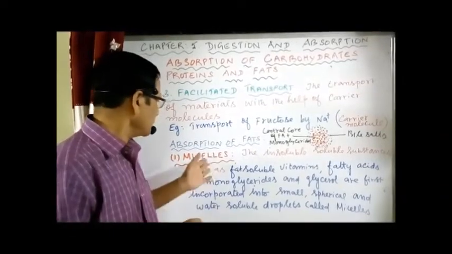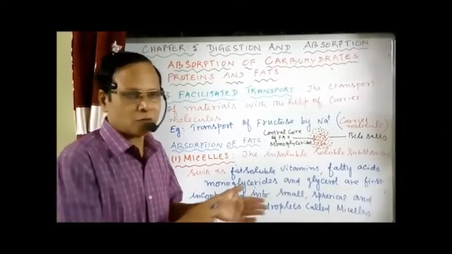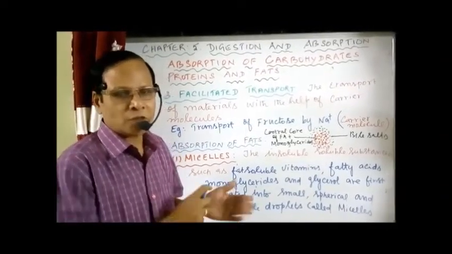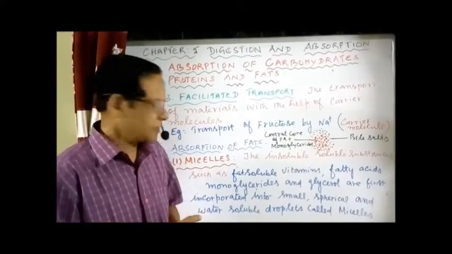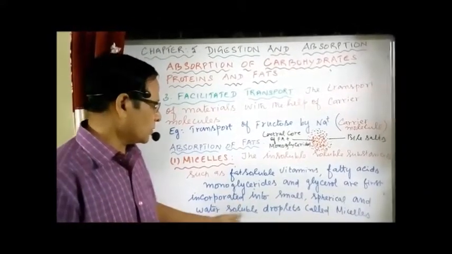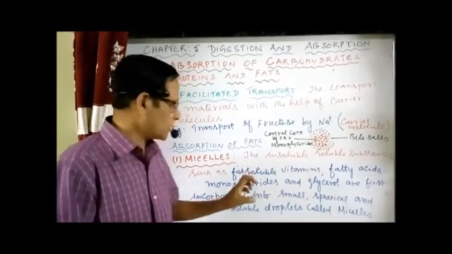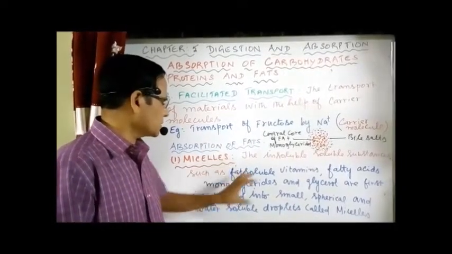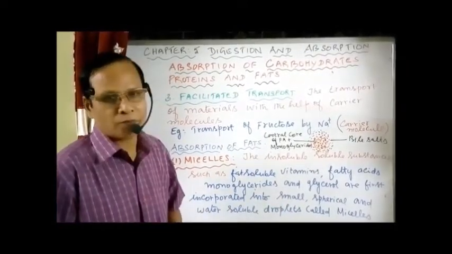Now what will happen to these bile salts? We have to go further: the absorption of micelles, how it happens, etc. So these droplets are called micelles. The short answer: so what are micelles? This is the answer for that one.